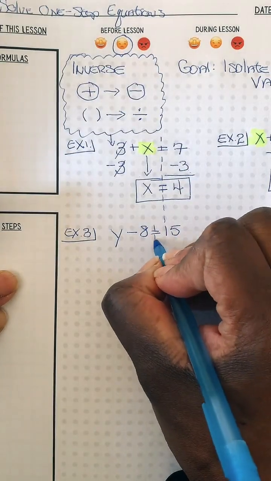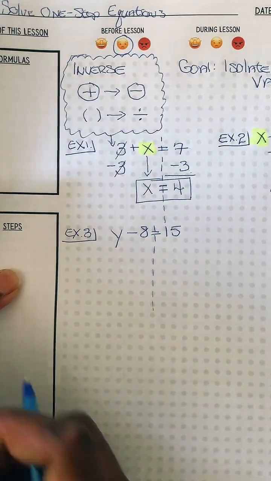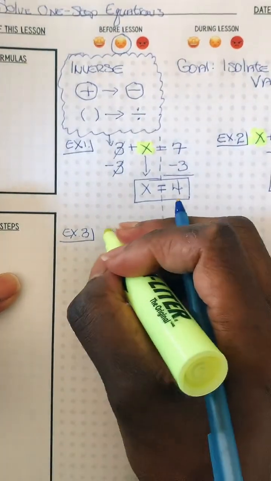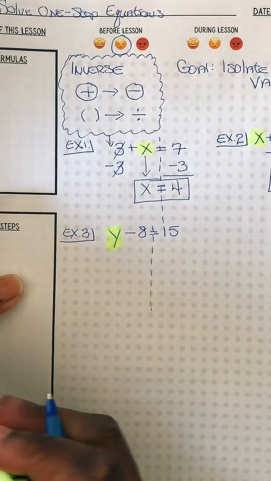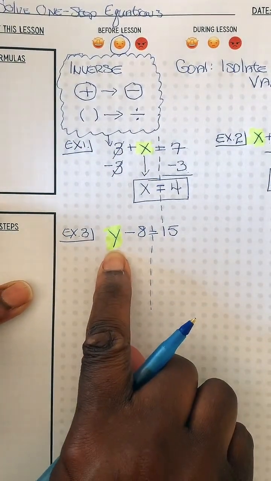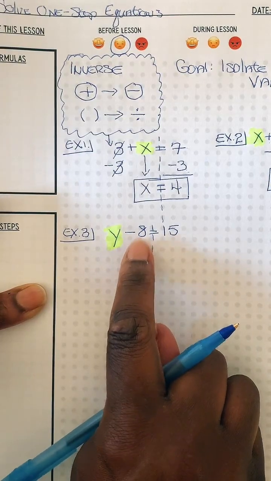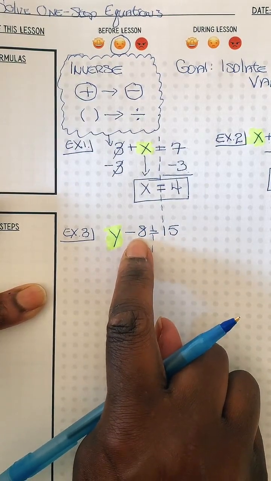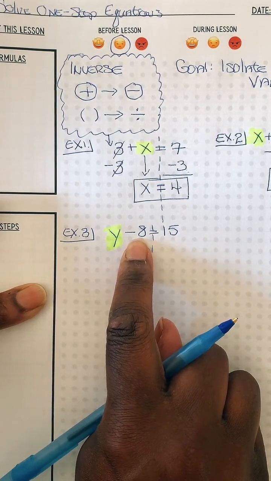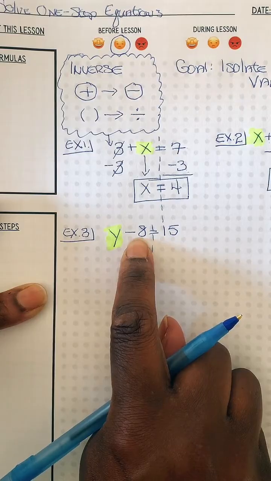Again, my equal sign, it's a barrier. And I want to isolate my variable. And my variable right now is my y. So y, that's you. You want to be independent, by yourself. But then here comes -8, trying to bring his or her negativity into your world. So you are trying to retract that. So you want to do the opposite.